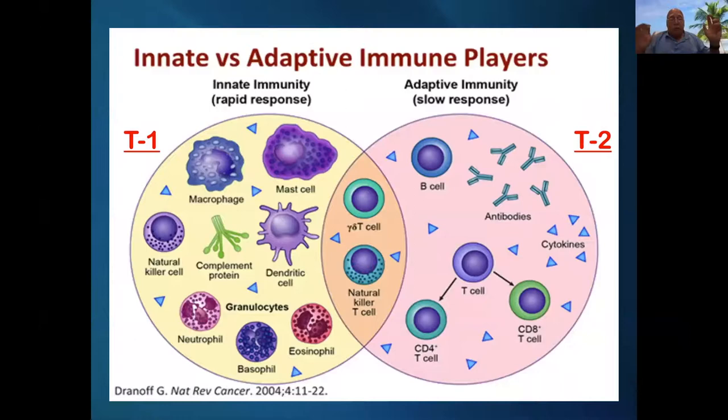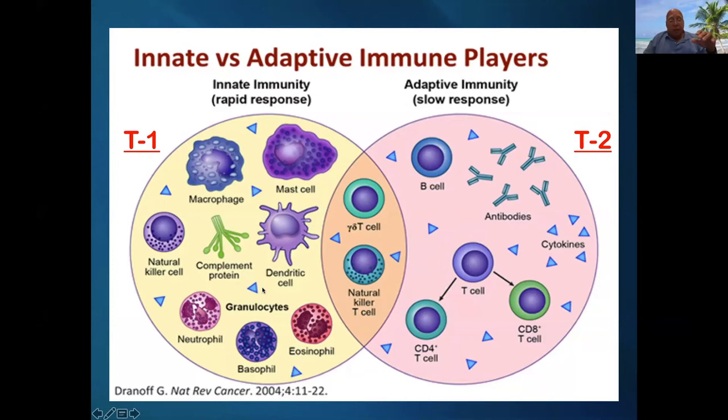Okay, so we have innate and we have adaptive immunity, and these are the various players. Innate means we already have it here, and then adaptive, well, hopefully if you get the virus, you'll eventually adapt, you'll get antibodies, and you'll be able to fight it off. But initially, you have to have this innate immunity help fight that virus, okay?